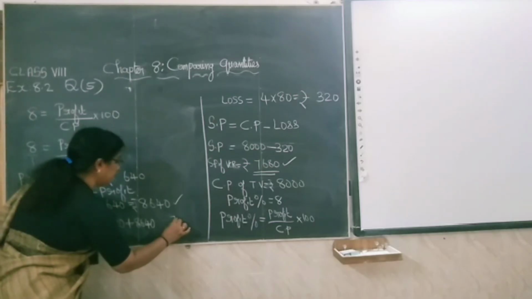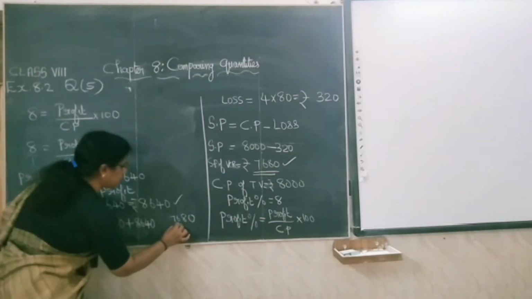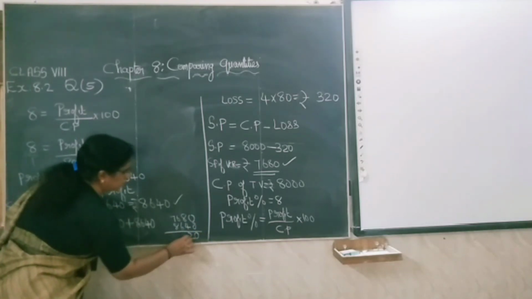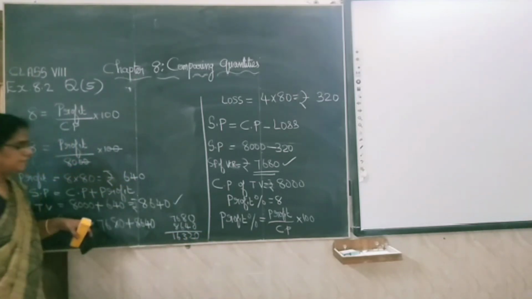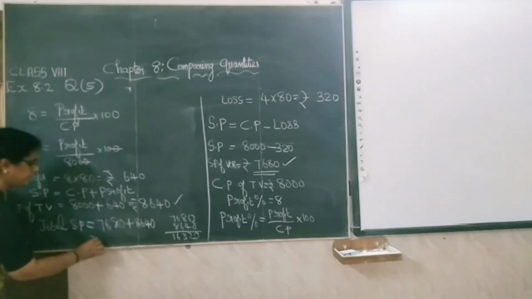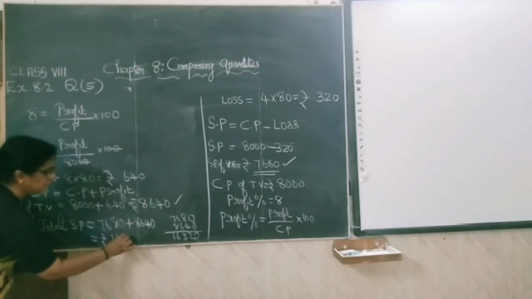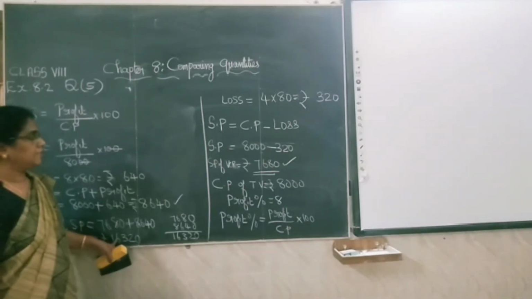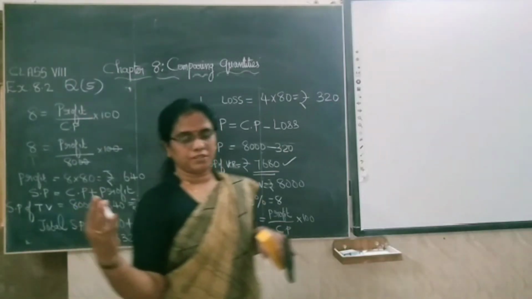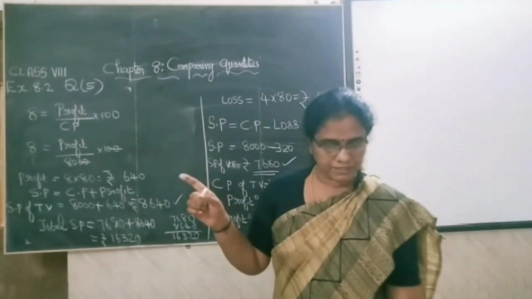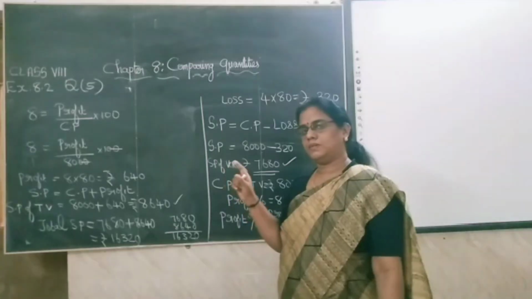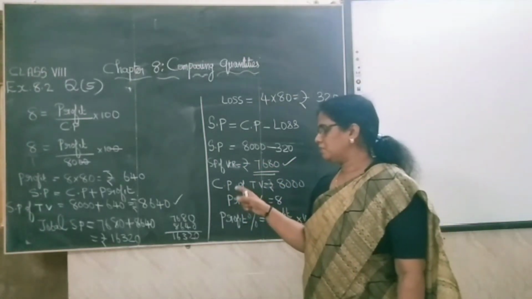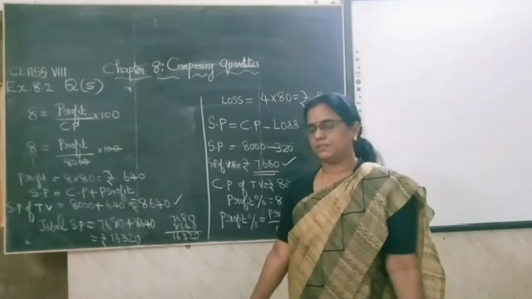That is 7,680 plus 8,640, and add. When we add, we get 16,320. That is the total selling price. And before, it is given the cost price of each item, that is 8,000. So the total cost price of two items is 8,000 plus 8,000, that is 16,000.